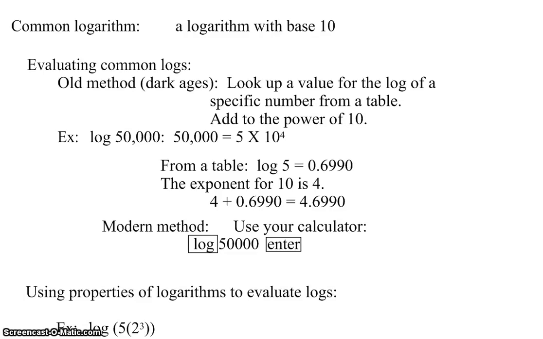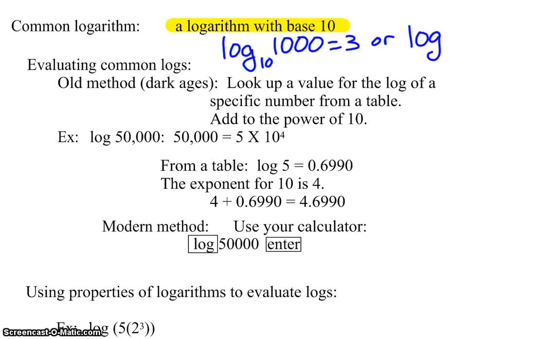Today we're going to be working with common logarithms. A common logarithm is a logarithm that has base 10. For example, we could write that as log base 10 of 1,000 equals 3, or we could just write it, because it's a common log, as log of 1,000 equals 3. When it's a common log, we don't actually put the base 10 at the bottom of the logarithm.